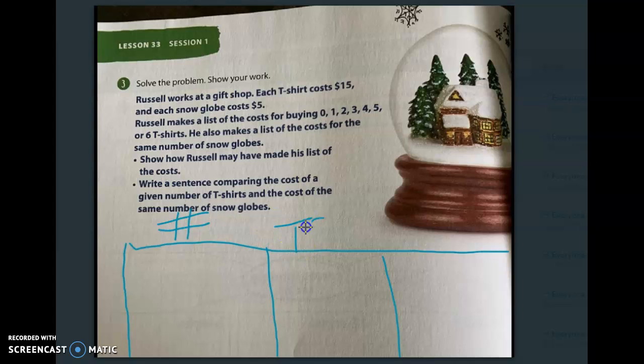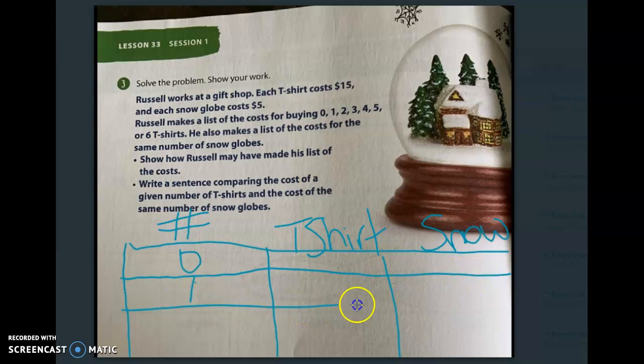Then I have t-shirts and snow globes. Okay, so 0, number of items, 1, 2, and then I only have room on my screen for 3, so I'm only going to go up to 3. But let's first fill in our data, and then let's analyze and look at the term. Remember, the term is the pattern going up and down, and then the corresponding term is how it is relating from one item to another.